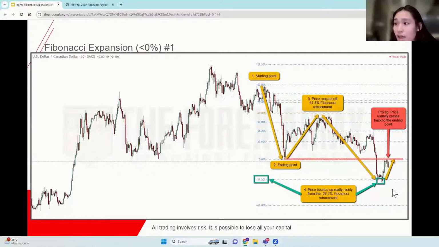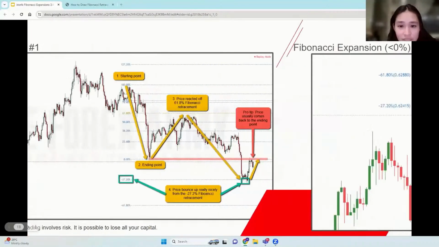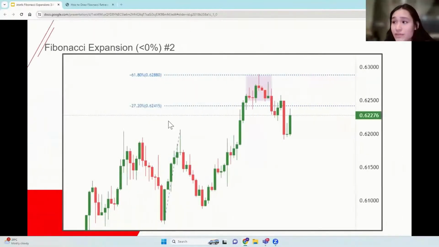So how you basically use this technique is expecting price to react off of the negative levels, or your support levels, and then expecting it to hit back to your ending point. So pretty straightforward, but let's look at another example here. So take note of this zigzag shape. This is point 1, point 2, point 3 here, and then of course point 4 here.